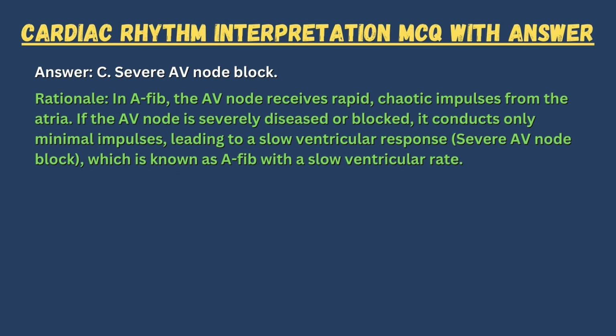Rationale: in A-Fib, the AV node receives rapid, chaotic impulses from the atria. If the AV node is severely diseased or blocked, it conducts only minimal impulses, leading to a slow ventricular response, severe AV node block, which is known as A-Fib with a slow ventricular rate.